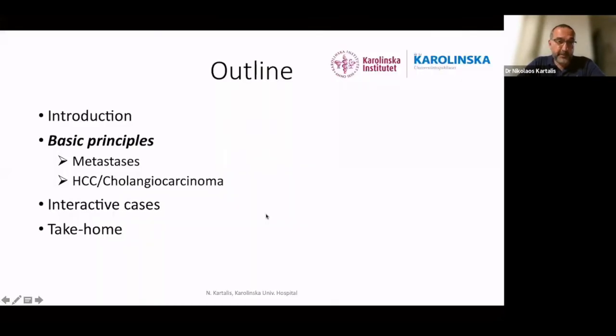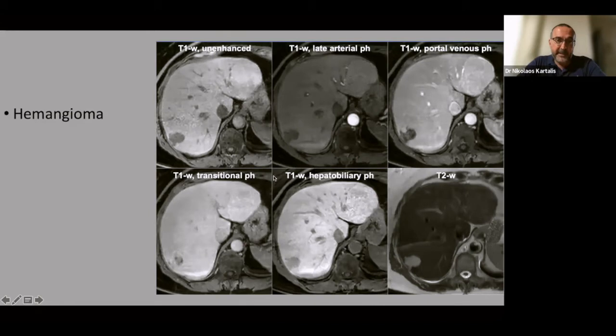So for the basic principles, before we start with the malignant lesions, the secondary and the primary lesions, I would like to go through some of the benign lesions that we often encounter and may pose difficulties in the differential diagnosis. To begin with is the hemangioma. Typically, these lesions have a high signal intensity on T2. It should be almost as high as the cerebrospinal fluid.